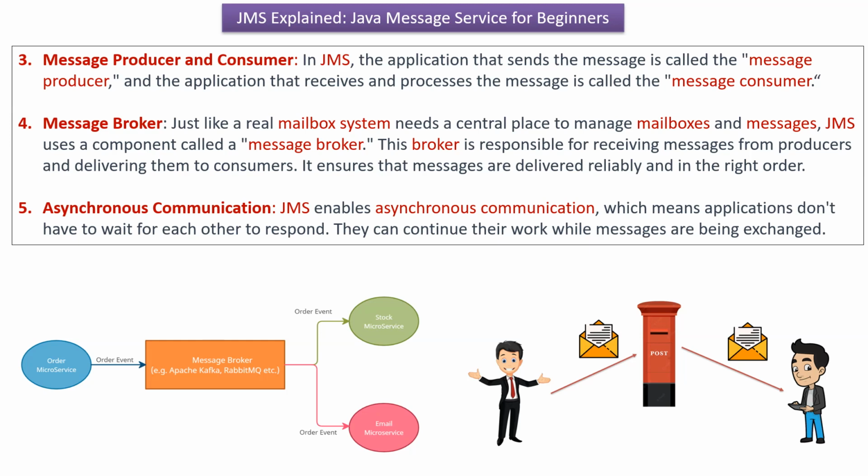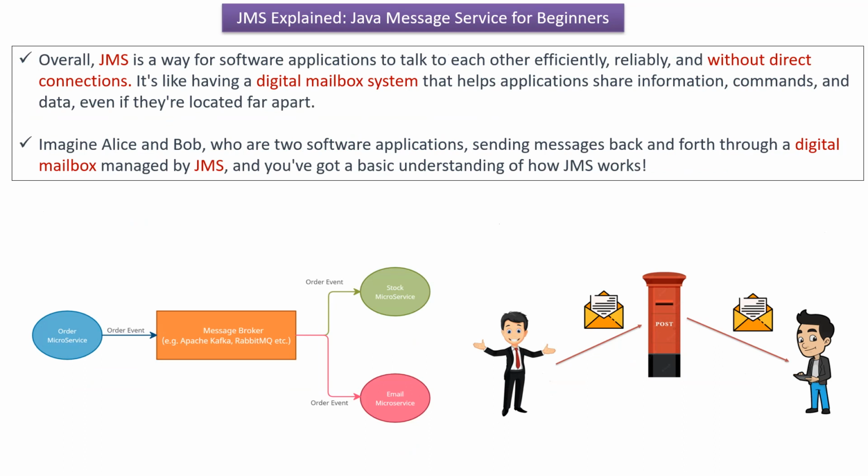Asynchronous communication. JMS enables asynchronous communication, which means applications don't have to wait for each other to respond. They can continue their work while messages are being exchanged.